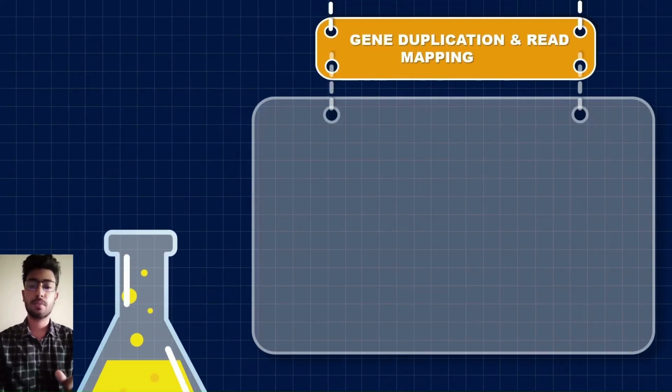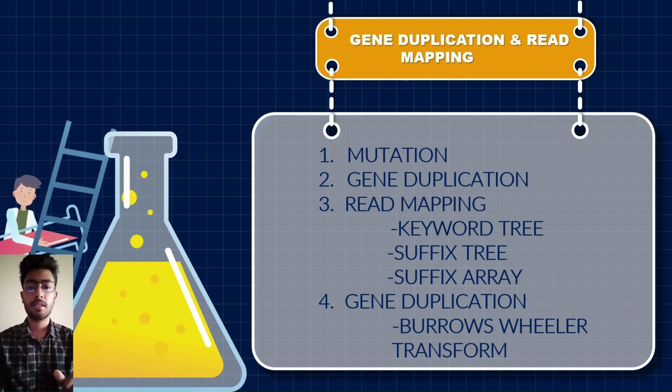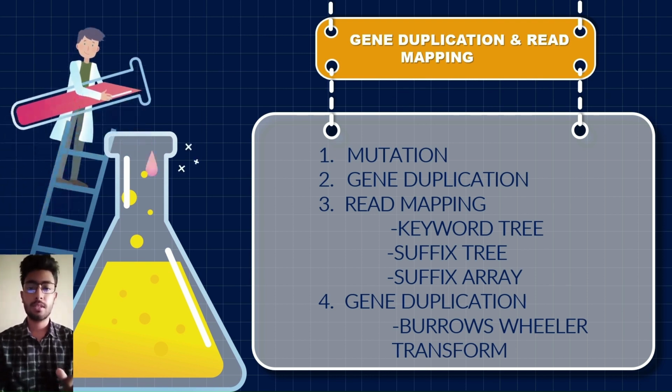So, what is gene duplication? Gene duplication is the major mechanism through which new genetic material is generated during molecular evolution. Without gene duplication, we can't make our genome and our species more adaptive to the changing environment or the rough weather. So, the basic parts of gene duplication are mutation, gene duplication, and read mapping.